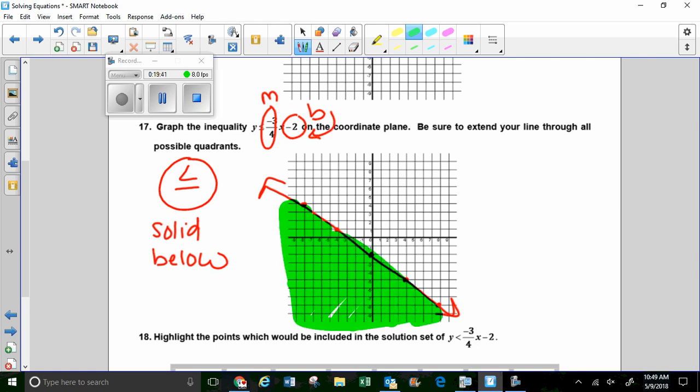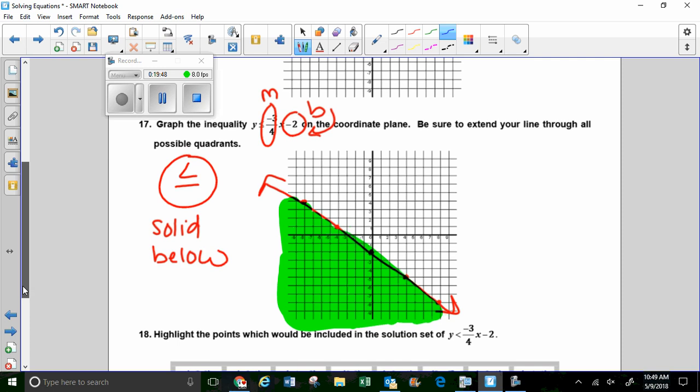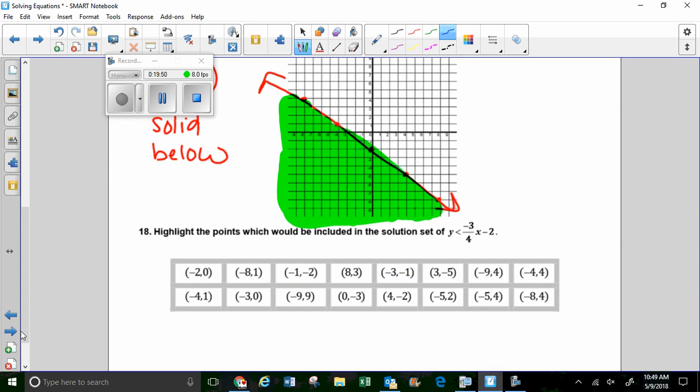So all of these are possible solutions in this shaded region. And because it's a solid line, I'm including all the points on that line as well. So 18 goes with this. It says, highlight the points which would be included in the solution set.